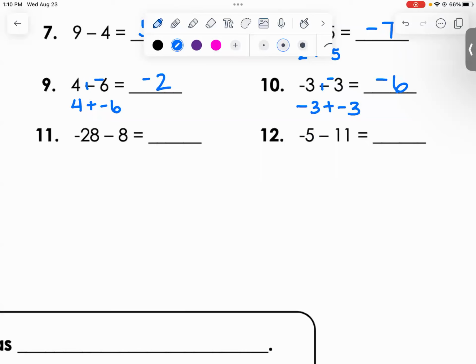So if we have 4 minus 6, this is 4 minus a positive 6. What we're doing is keeping this 4 and changing the subtraction to add the opposite. Like here, this is -28 minus 8. To help us, we're going to change it to add -8. So now what is -28 plus -8? Can you do that?